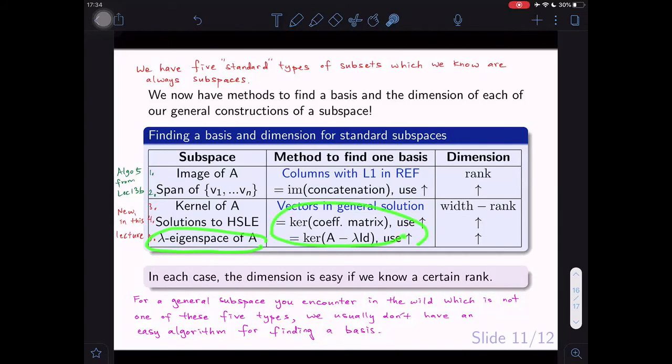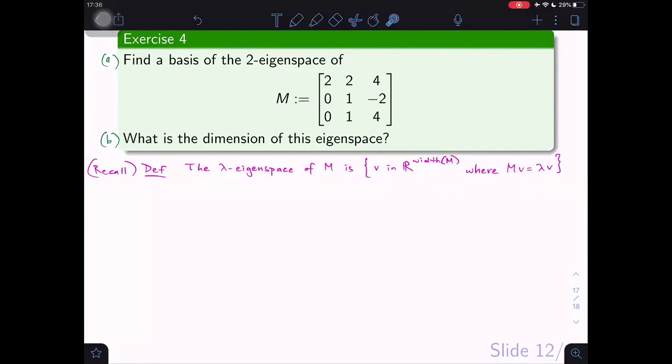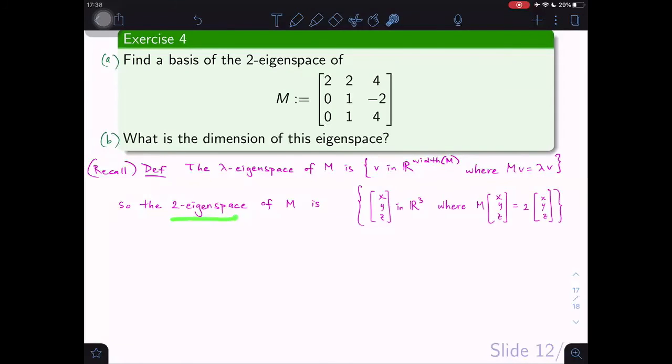of an eigenspace. Recall that if lambda is a number, the lambda eigenspace of a matrix M is the set of vectors where M times that vector is equal to lambda times that vector. In order for this product to be defined, V should be of height that is the same as the width of the matrix M. So the 2 eigenspace of our matrix M is the set of vectors in R3 where M times that vector is equal to 2 times the same vector. Let me call this set W.